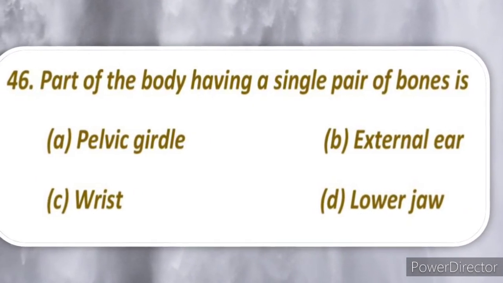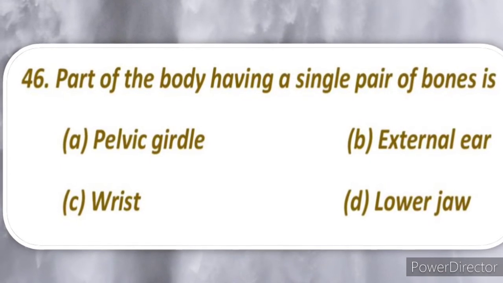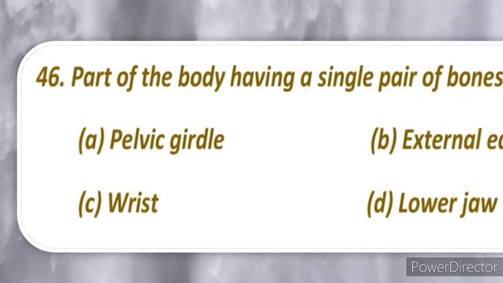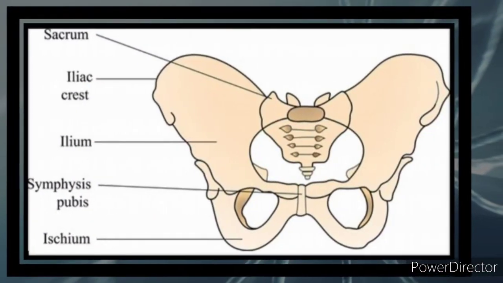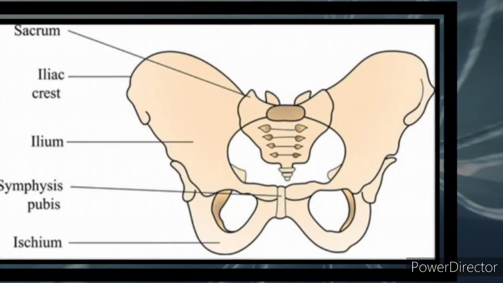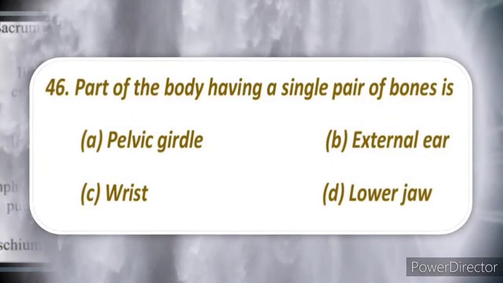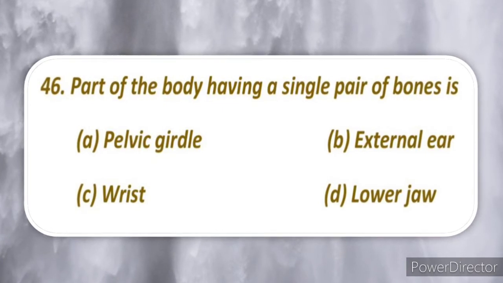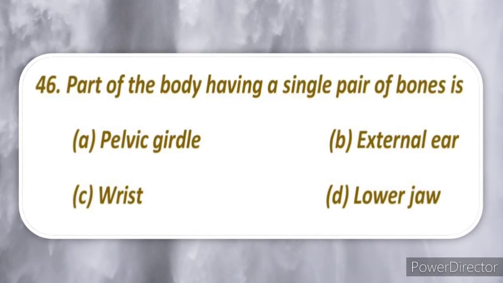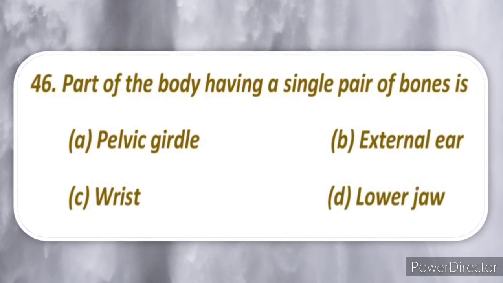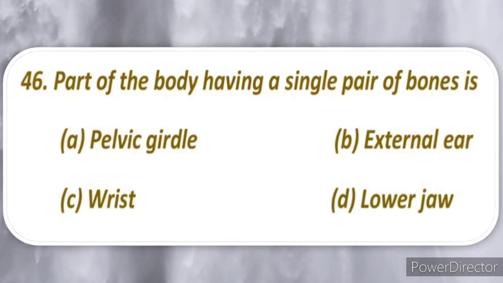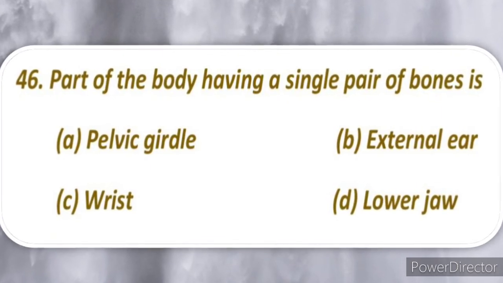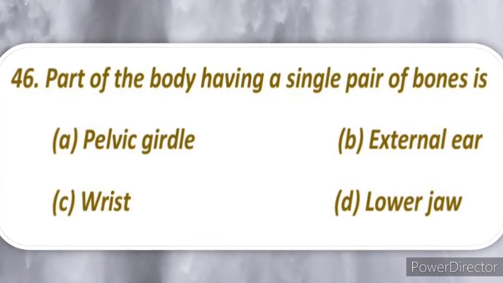Question number 46. Part of the body having a single pair of bones is dash. First option, pelvic girdle, which is the hip bones. It consists of ilium, ischium, pubis. So the first one is the right option. Why? Because the second option, external ear, is not a bony part. Third option, wrist, consists of 8 bones. Fourth option, lower jaw, which is mandible, consists of only 1 bone. So a single pair of bones is present in the pelvic girdle, which is the hip bone. So here the answer is pelvic girdle.